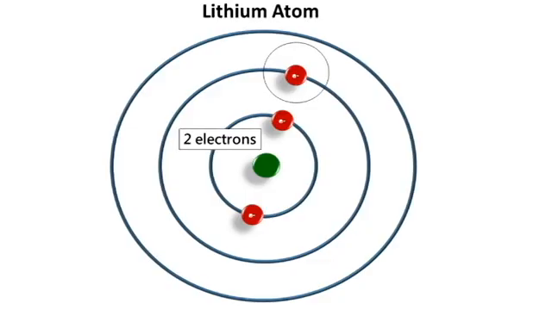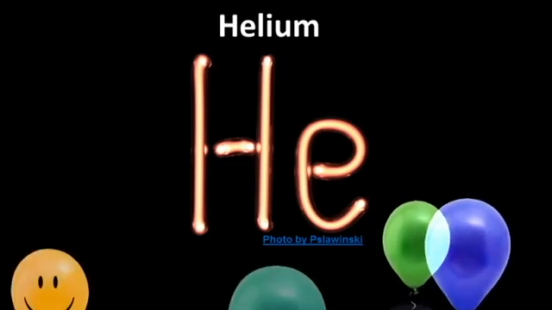Elements like to be in their most stable electron configuration. So the easiest thing for lithium to do is lose that 1 electron in its outermost shell to obtain the electron configuration of the noble gas helium. Helium is a very stable element because of its electron configuration.